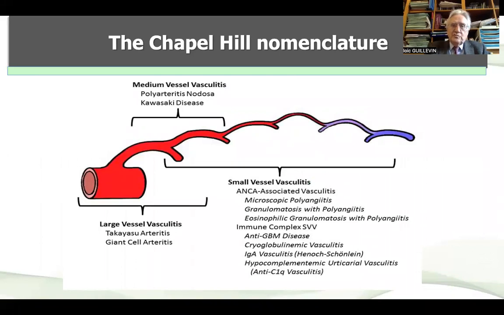As you can see, the group of medium-sized vessel vasculitis is quite limited to polyarteritis nodosa and Kawasaki disease. And in fact, it's quite simple to recognize such diseases, because they are very different, except the fact that histologically, polyarteritis nodosa is not so easy to differentiate from Kawasaki disease. In Kawasaki disease, there is more granuloma and inflammation than in polyarteritis nodosa.